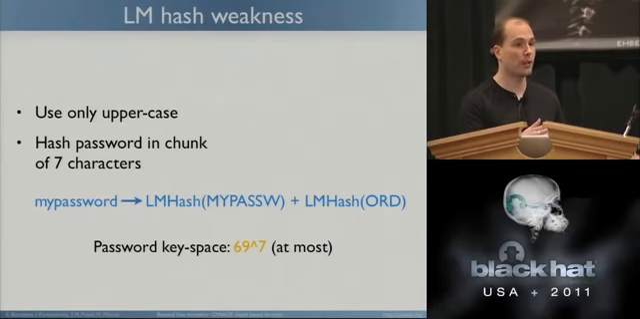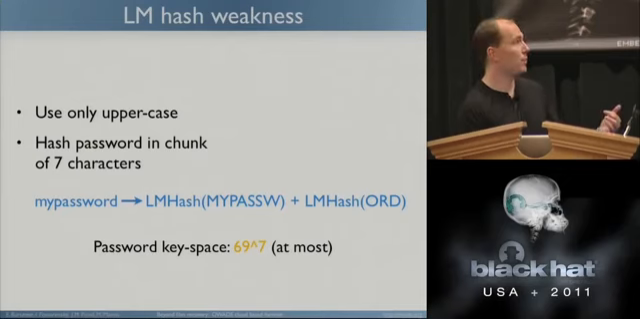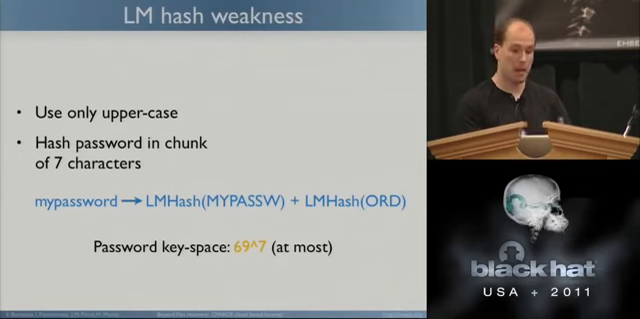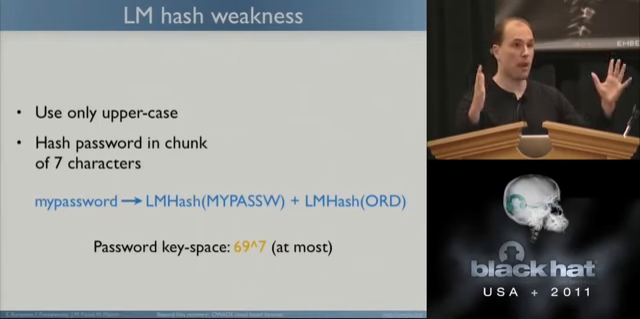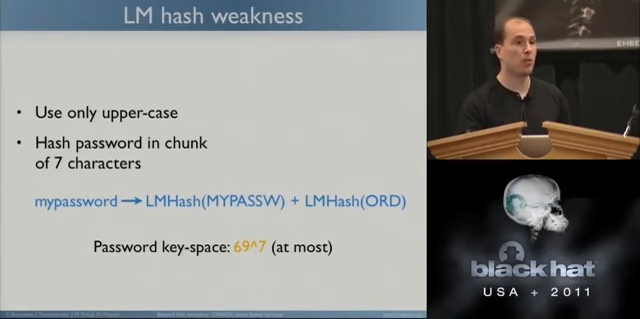The first hash is the first 7 characters. The second one is the second part of the characters. So now all we have to do is crack a 7 character long hash. You have an example in blue. If your password is my password, first it's put into uppercase, and then you're going to have 2 hashes which are going to be concatenated. So in this case, the full key space of LM hashes is 69 to the power of 7, which is something we can pre-compute completely ahead of time.